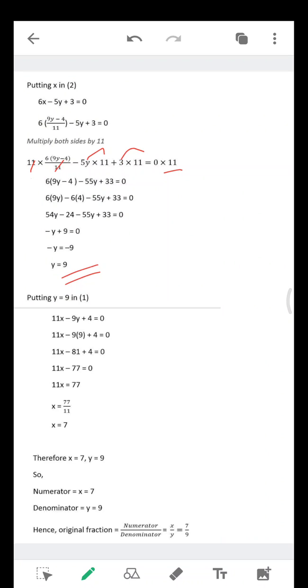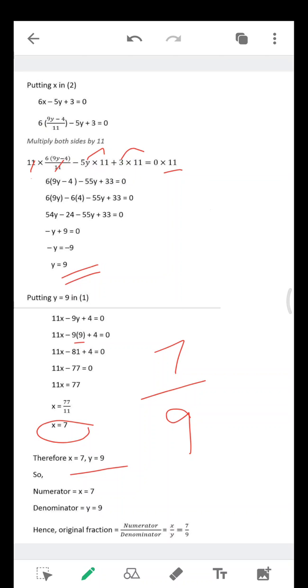Now we can put this value in any one of the equations. We are putting the y value in equation number 1. Our equation number 1 is 11x minus 9y plus 4. So in place of y I am putting 9, 9 into 9 is 81, and simplifying it, I will get 11x is equal to 77, so x is 77 by 11, which is 7. Therefore x is 7 and y is 9, and our fraction is 7 by 9.